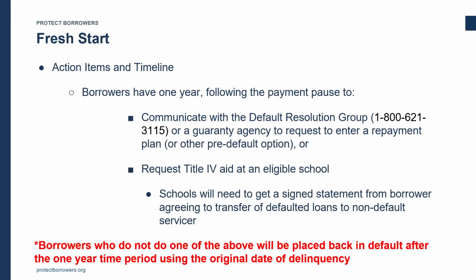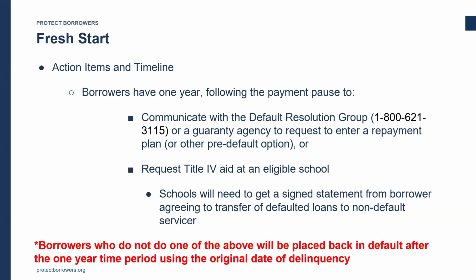To participate in the Fresh Start program, there are some actions that borrowers need to take. Borrowers have 1 year after the payment pause ends, so until September 30th, 2024, to do one of two things. Borrowers can either contact the Default Resolution Group or their guarantee agency. To find out who to call, borrowers can visit their dashboard.